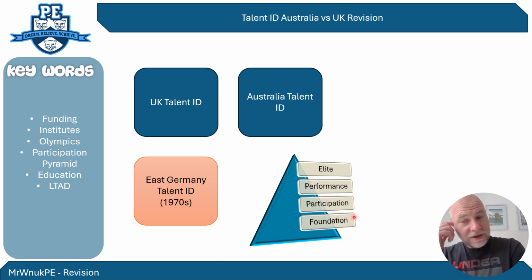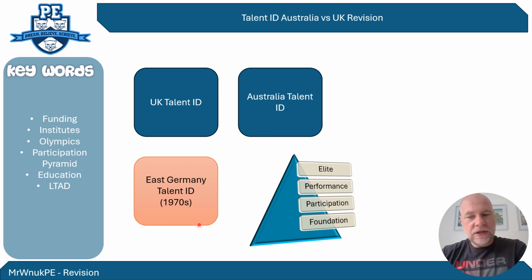Hi guys, today we're going to focus on talent identification, and in particular we're going to focus on the UK talent identification pathways and compare them to the Australian talent identification pathways. There is a third talent identification program you need to know, and that is linked to East Germany in the 1970s. However, I've made another video on that, and you can just search that one up if you're really interested in that area.